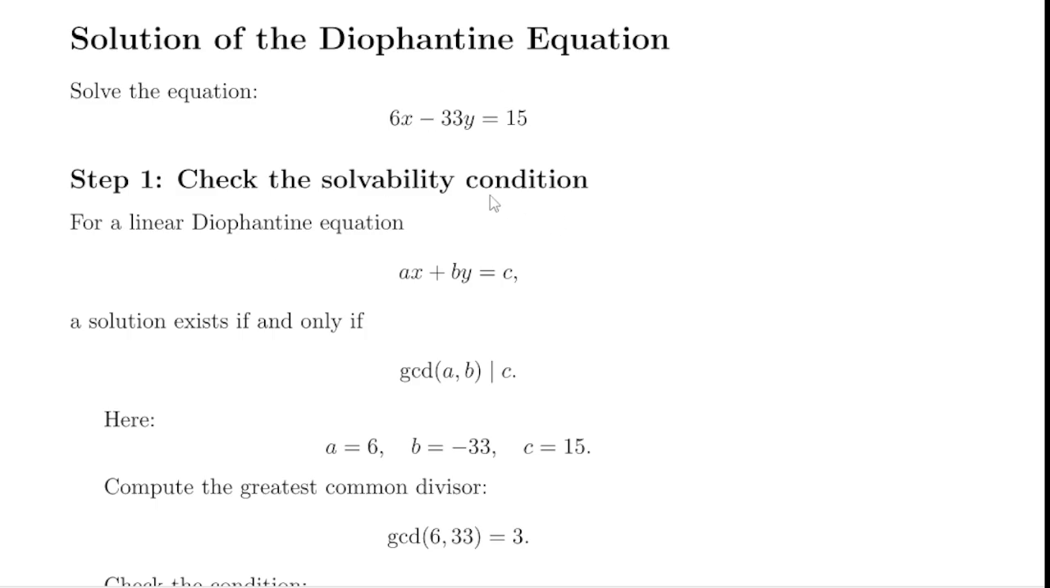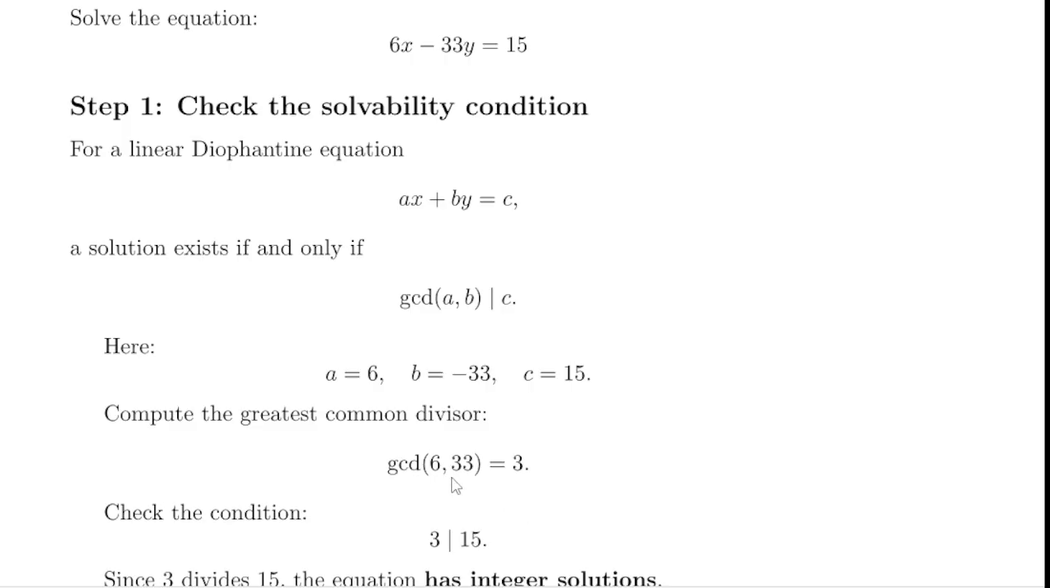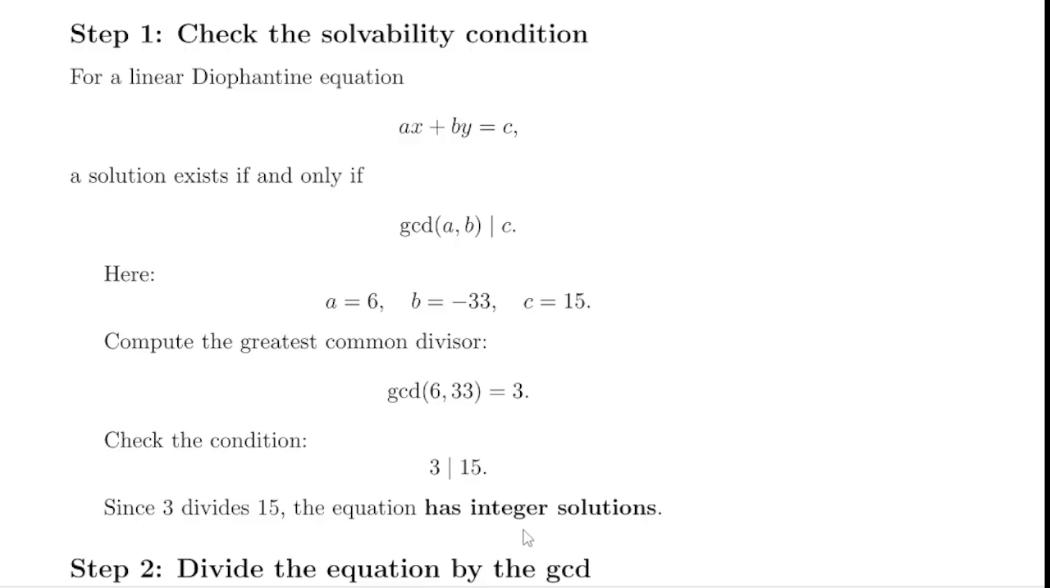In this video, we want to find the solution to the Diophantine equation 6x minus 33y equals 15. So this is going to have a solution if and only if the GCD of 6 and 33 divides 15. The GCD of 6 and 33 is 3. That divides 15, so this has integer solutions.